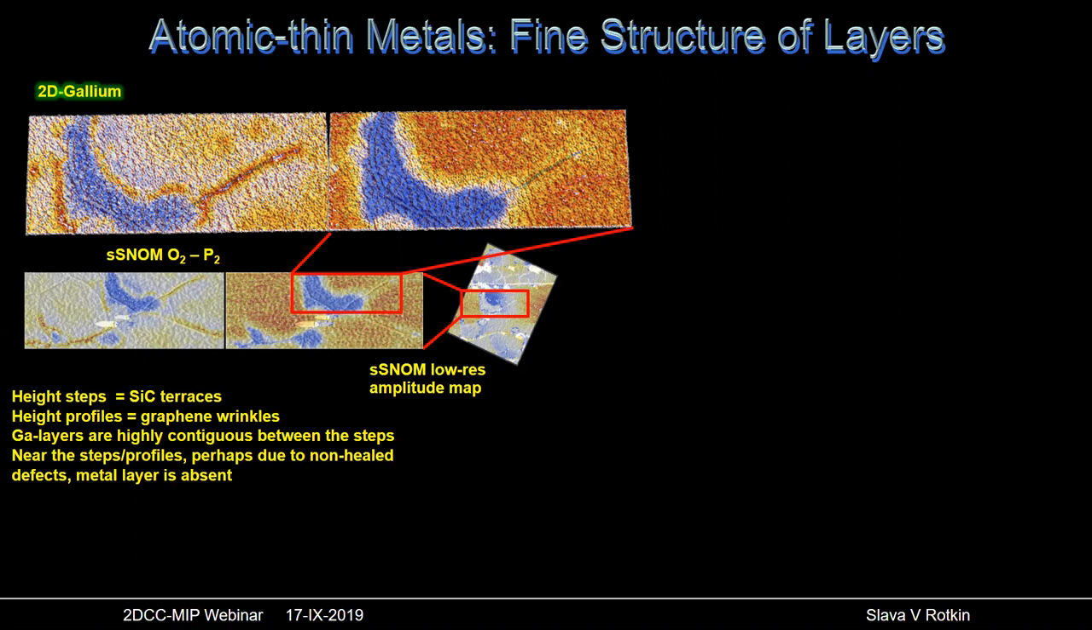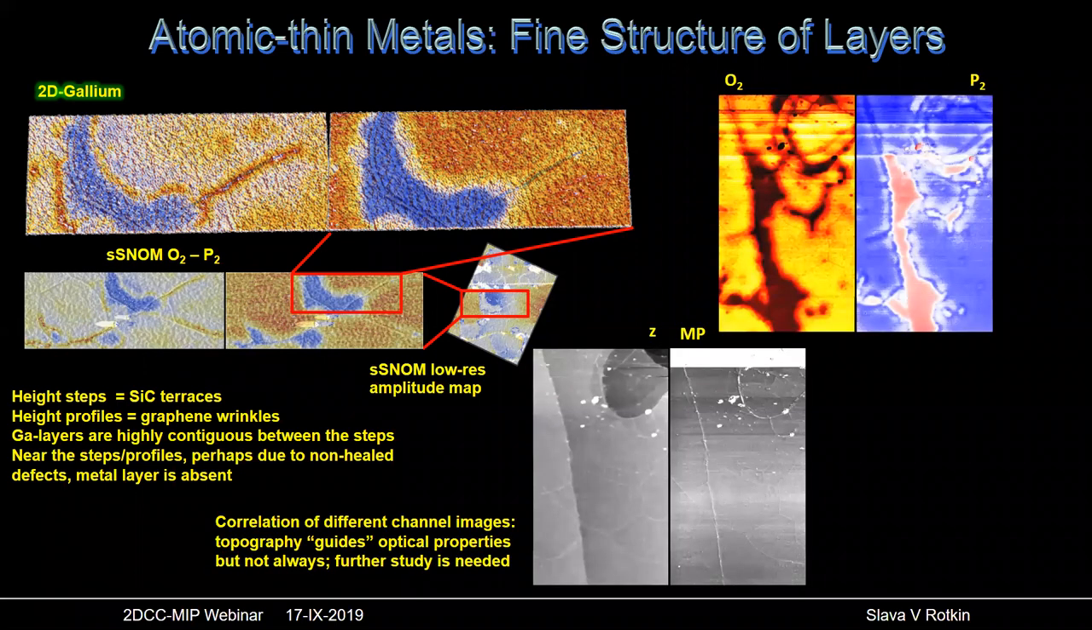In order to understand what is actually going on, we performed much deeper, much longer imaging. There are four pictures showing up here. The red-yellow one is again the amplitude of the optical harmonic, second harmonic in this particular case. Where the optical amplitude is high, it's the area where the 2D metal has formed. The dark areas correspond either to the absence of 2D metal or perhaps to areas where the 2D metal has been oxidized because it was not completely sealed with graphene.